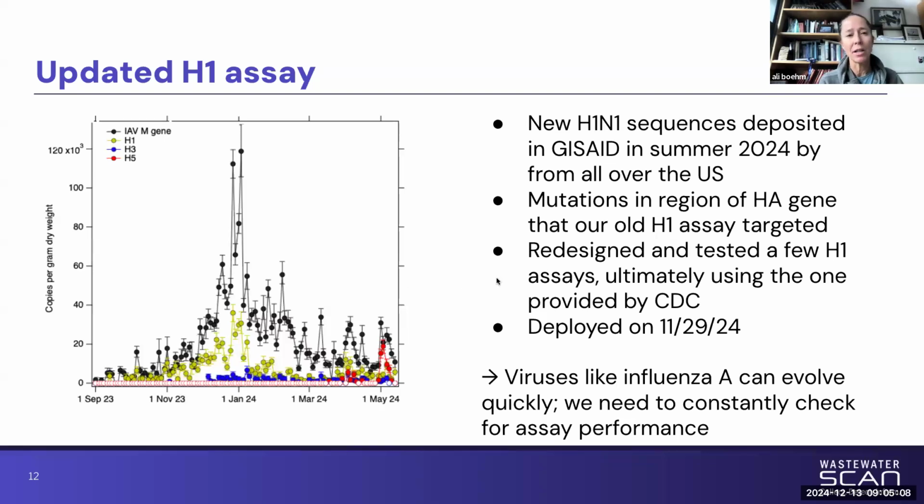And just a note for all of us is that viruses like influenza A evolve quickly, especially in the region of the HA gene. So we need to constantly keep up with checking assay performance for these. This is something we'll have to do forever into the future.